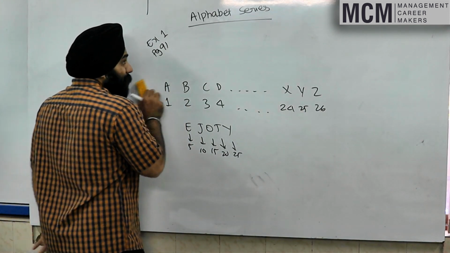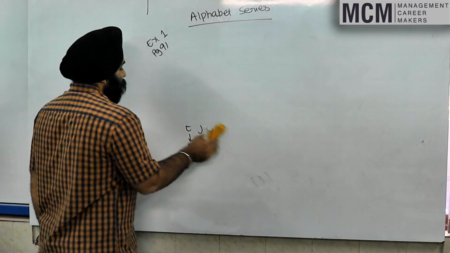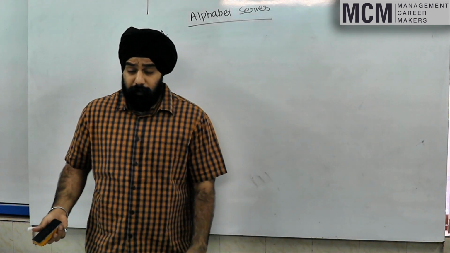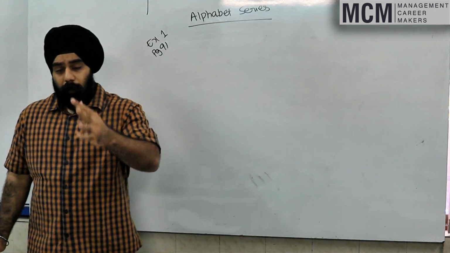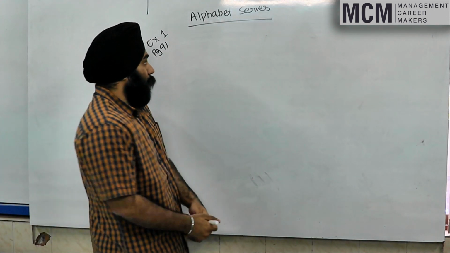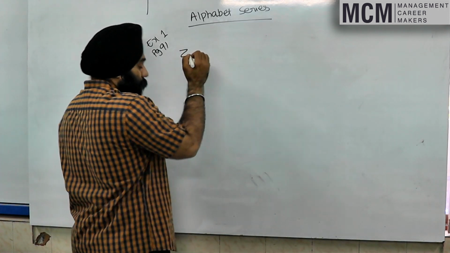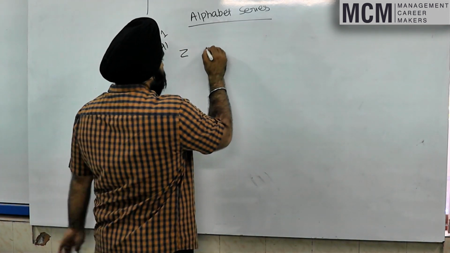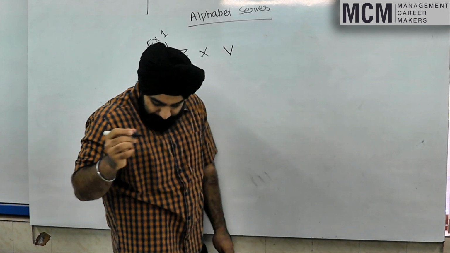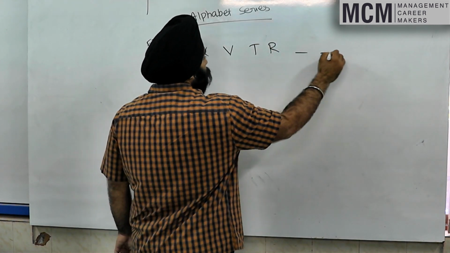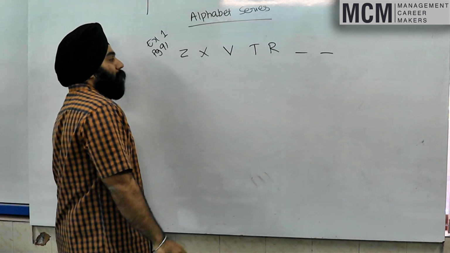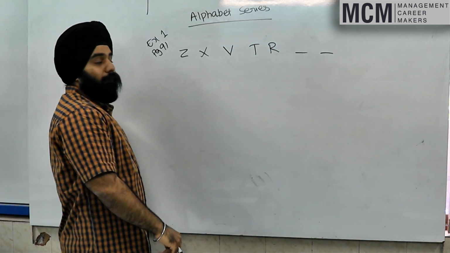So essentially alphabet series is very similar to number series, but what you need to do is convert the letters to numbers first. So let's take a look at the first example. You have Z, X, V, T, R, and you have two spaces. Okay, let's write down the numeric values of these letters first.